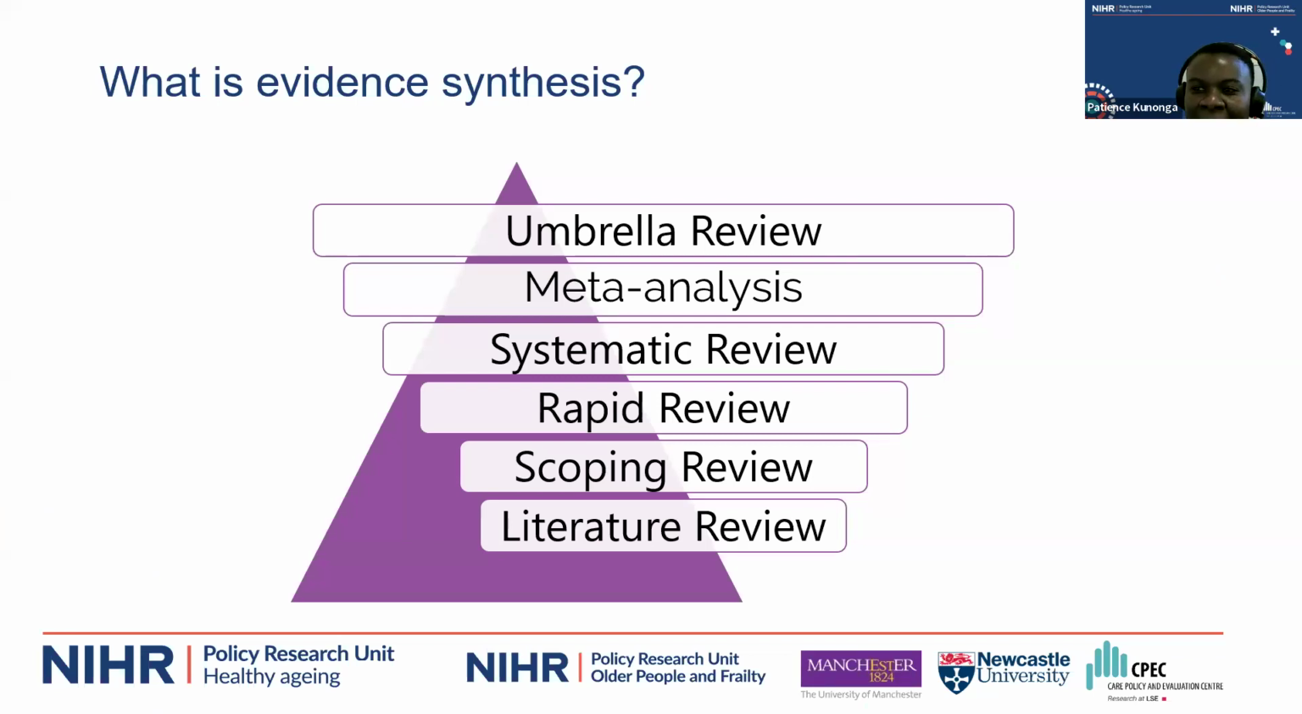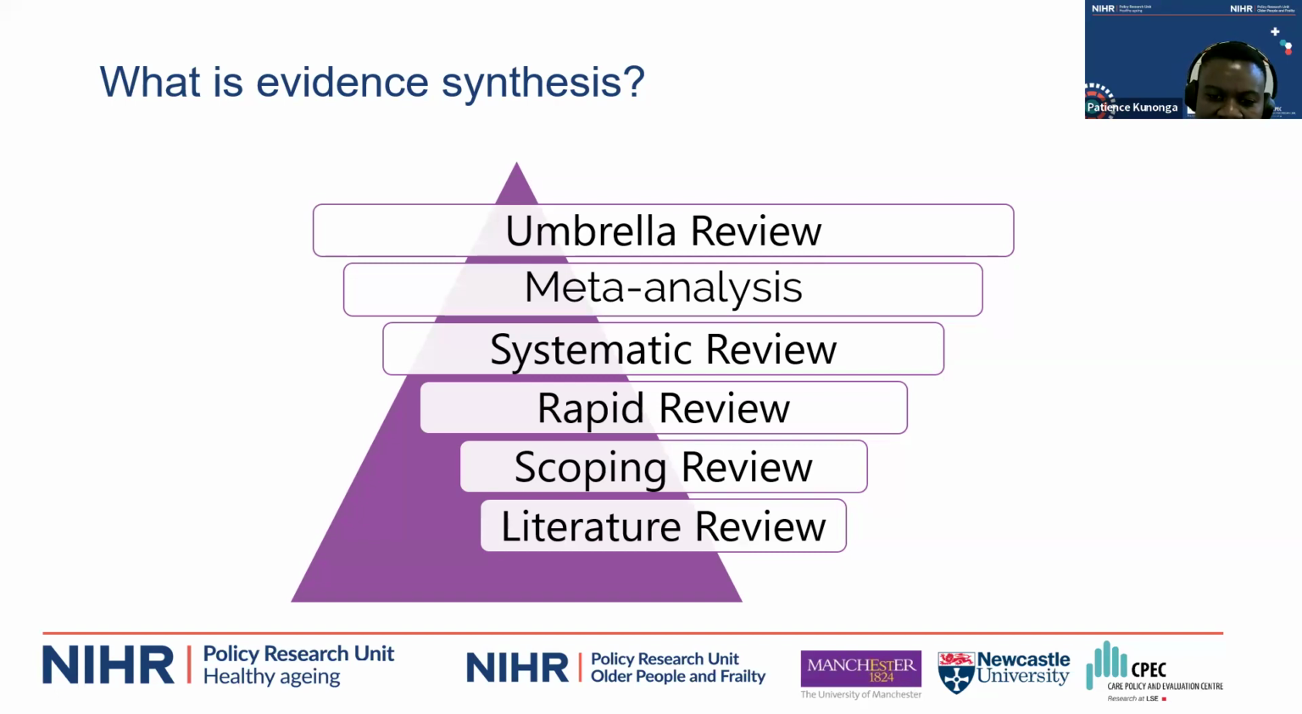Yeah, okay. So I'm going to kick off with some definitions for people who might not be familiar with some of the terms. So what is evidence synthesis? This is a process of systematically reviewing or combining existing research to generate a comprehensive and unbiased summary of available evidence on a specific topic.